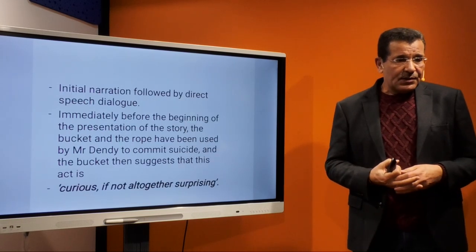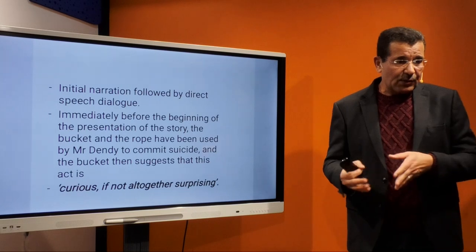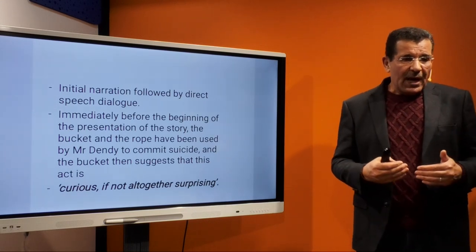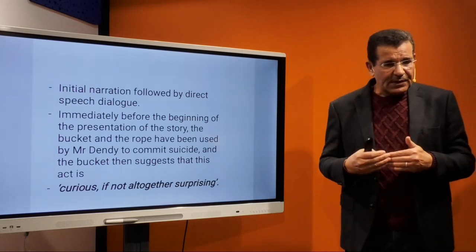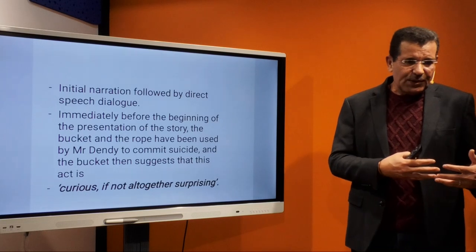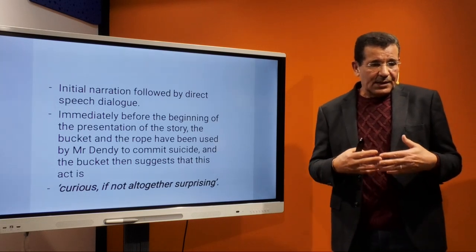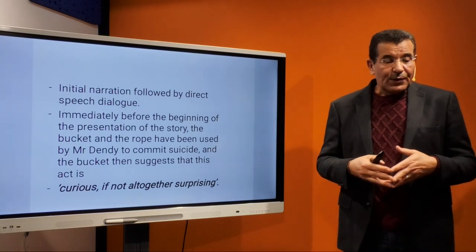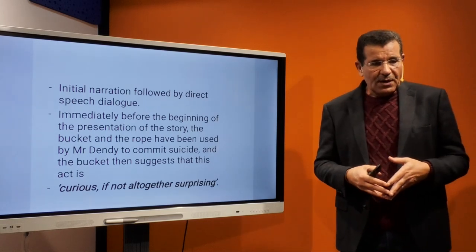Initial narration followed by direct speech dialogue. As I said, the whole story is a dialogue between the two objects. Immediately before the beginning of the story, the bucket and the rope have been used by Mr. Dandy to commit suicide, and the bucket then suggests that this act is curious, if not altogether surprising. So, curiosity and surprise of the bucket and rope.